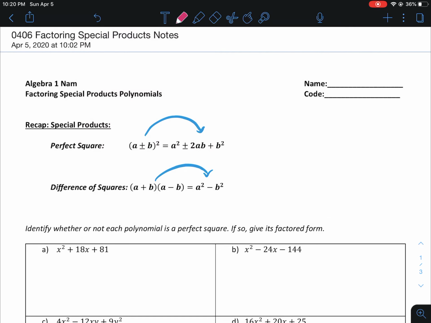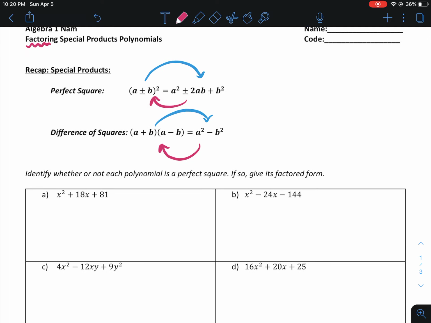So today, because we're factoring, which means we're going the other way, we're looking at trinomials in this form and recognizing, oh, this is a perfect square, (a plus b) or (a minus b) squared. And in the same way, if we notice two perfect squares being subtracted, or a difference of squares, we know that they can factor in the form (a plus b)(a minus b). And so let's look at a couple examples.